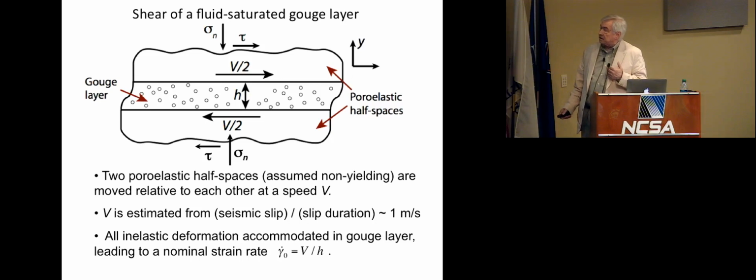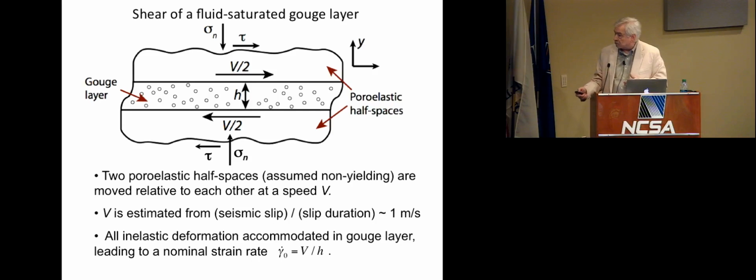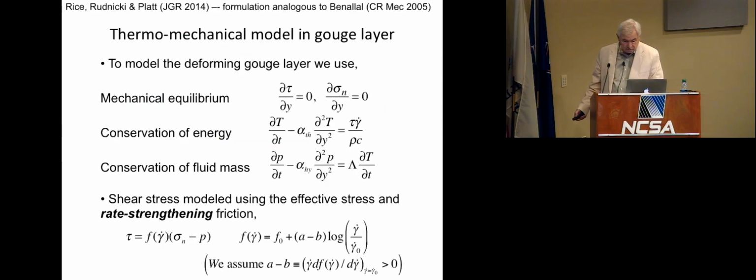Now, why a meter a second? You could look at slip inversions like those that, for example, Tom Heaton, Ahmed's advisor, have done for earthquakes. These inversions attempt to say how much slip occurred at a different place and how long it took to have that slip. If you take the ratio of those numbers for various earthquakes that have been studied, the ratio of amount of slip to duration clusters around a meter a second, give or take about 30 or 40%. So this is probably a reasonable number to take. And we're assuming that all of the inelastic deformation is confined to that gouge layer.